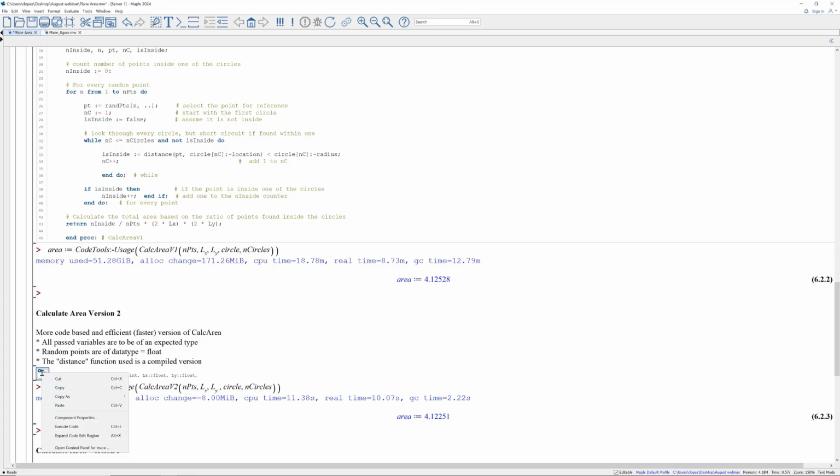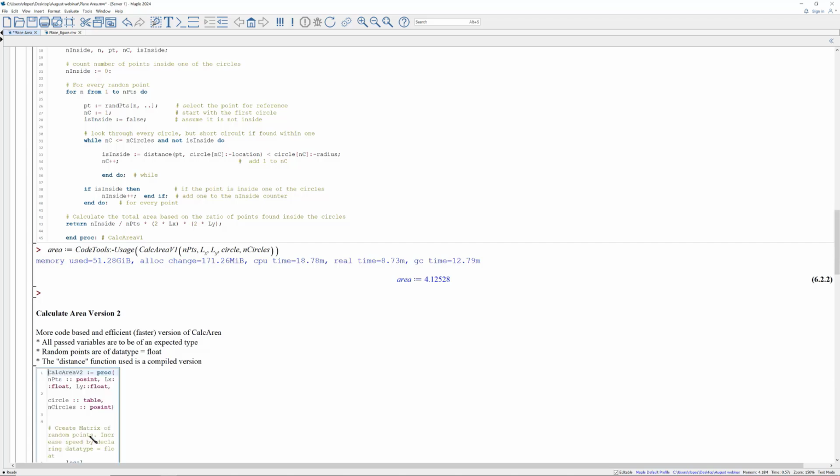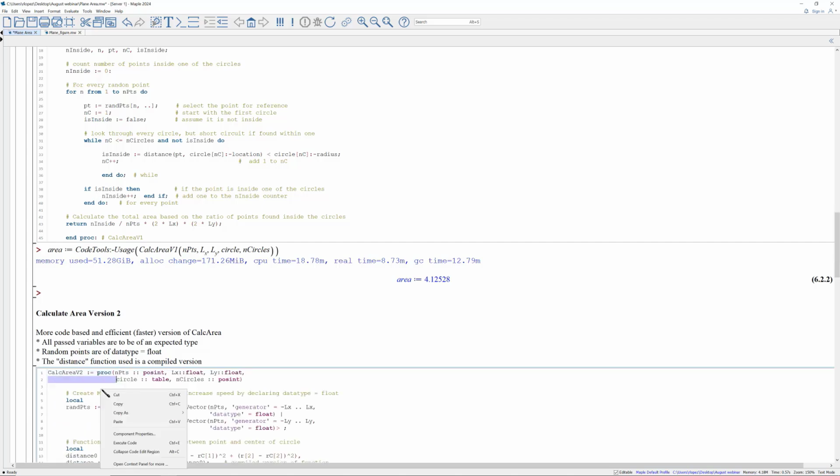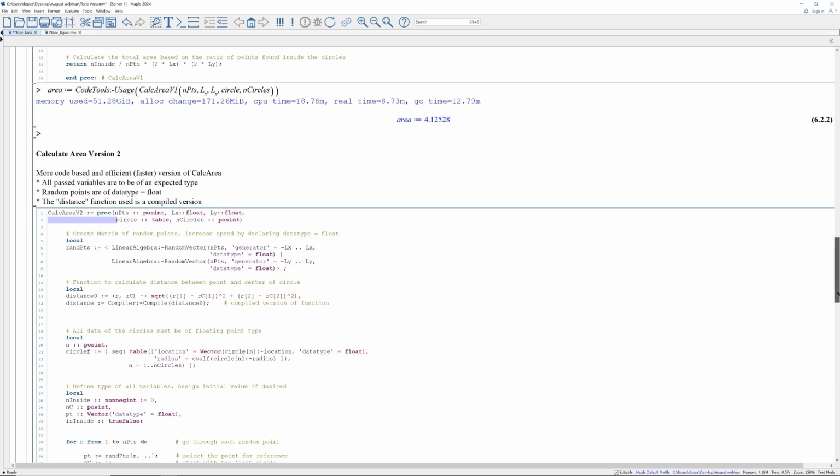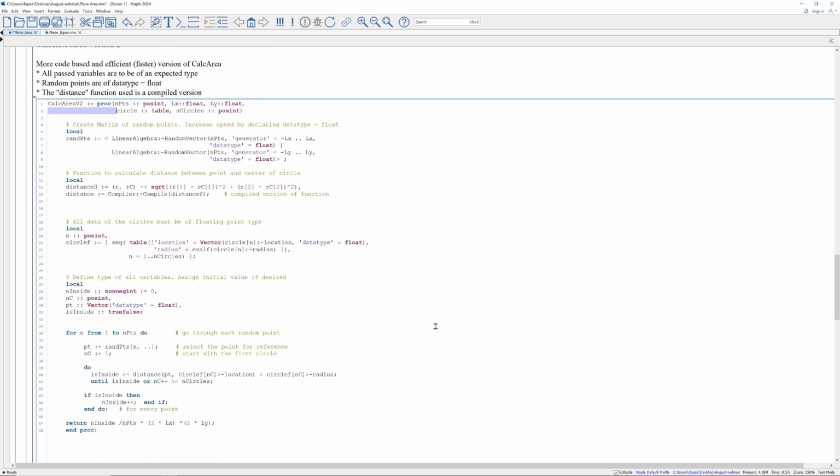Now, if you want to take a look in here, right click, expand. I think if you right click here, then it opens it up. And you can see the changes that it takes in the code to do the things that we just mentioned. Compiling, right? See, compile here. And the data type equals float here. And I think he's got another data type equals float here and here. Significant speed up in Maple's numeric calculations.